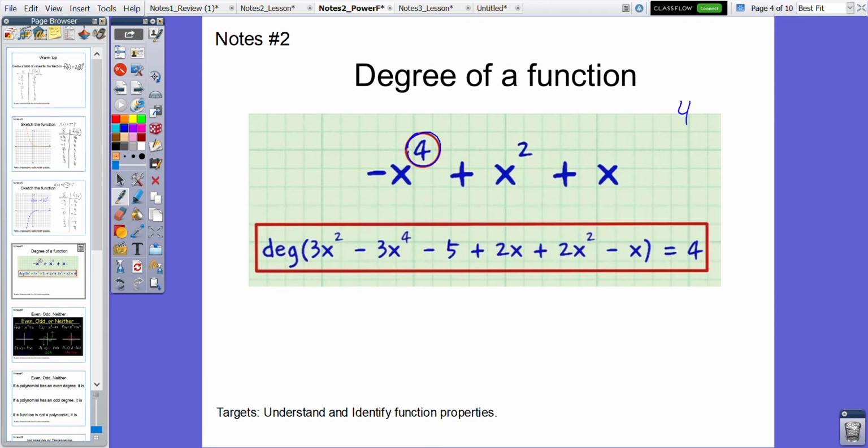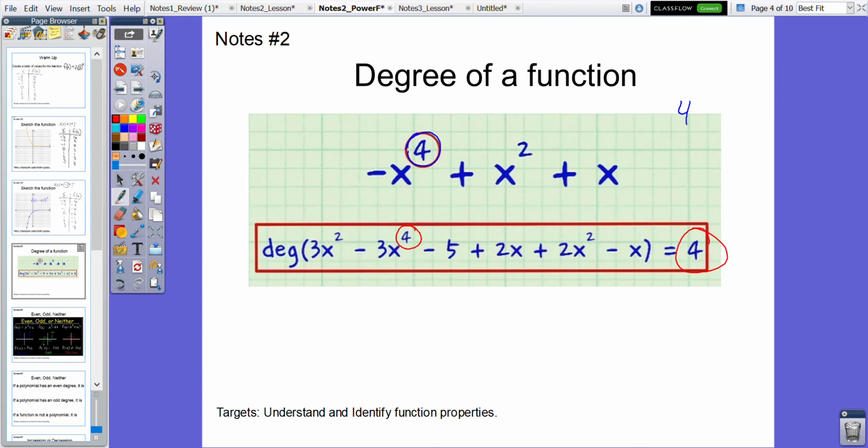And if you were to put it in the calculator, there is a function on our TI-84s: if you put DEG, parentheses, and you put a whole polynomial here, what the TI-84 will do is search for the highest exponent, which in this case we know just by looking at this to be 4, and it will give us 4 as a response here.